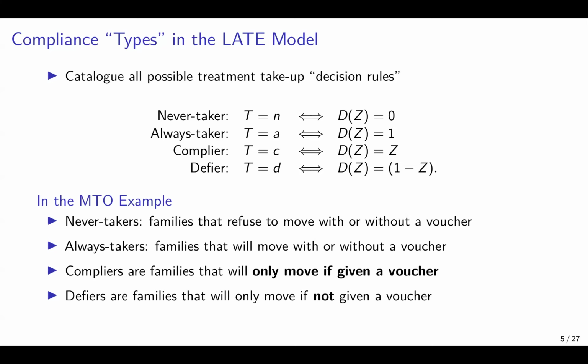Now, there's one more possible type of family. You might ask, why are there 4 of these? Well, that's because there are 2 values for the instrument. There are 2 values for the treatment. And so you can do the combinatorics. There are 4 possible decision rules.